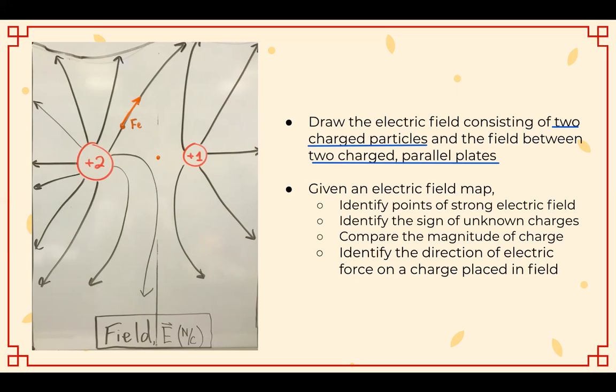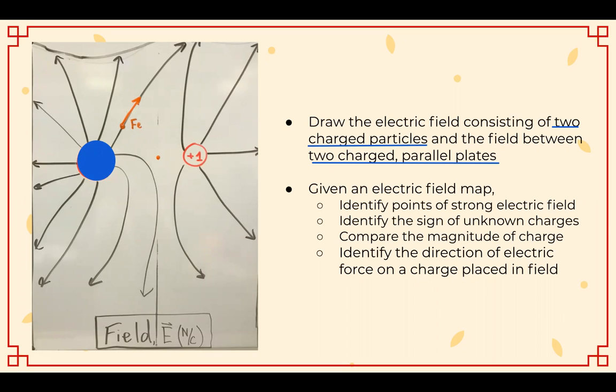If I didn't know what charge this was, I could figure it out because I see that the field lines are pointing away from it. So I know that this blue charge must be positive because the field lines point away from positive charges. I also know the blue charge has a larger magnitude than the other one because it has more field lines. More field lines means more charge.